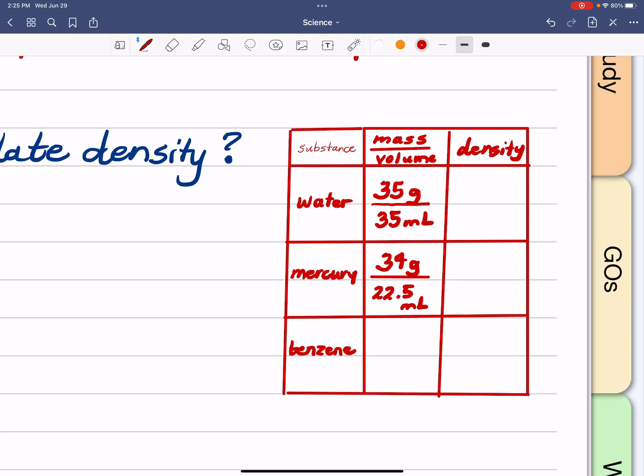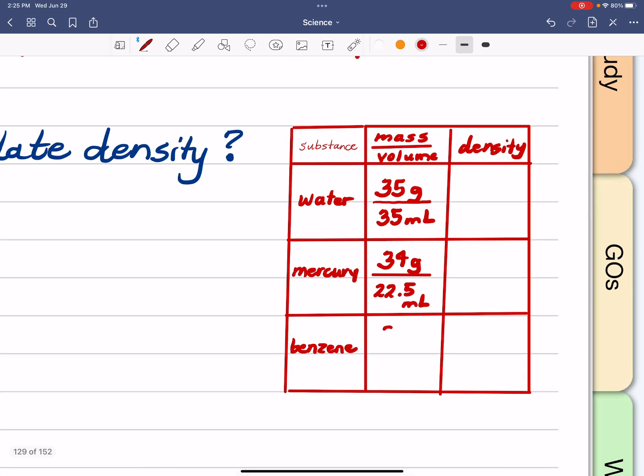So the mass, the amount, is 34 grams of mercury. The volume is 22.5 milliliters. And then finally, this chemical called benzene, which can cause cancer. You don't want to be around benzene.